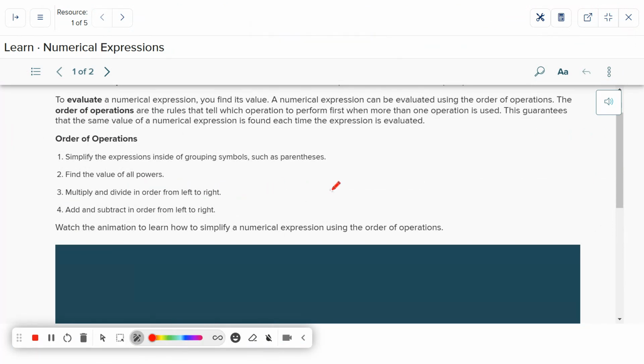Multiplying and dividing in order from left to right. That is important because if the division shows up first, like on the left, do it first. Just because they wrote multiply and divide in this order doesn't mean you have to multiply first and divide second. Anything, however it comes up from left to right. And then fourth, the same thing with addition and subtraction, left to right. If it's add and then subtract left to right, then you add first, subtract second. If the subtraction comes up first, do that.